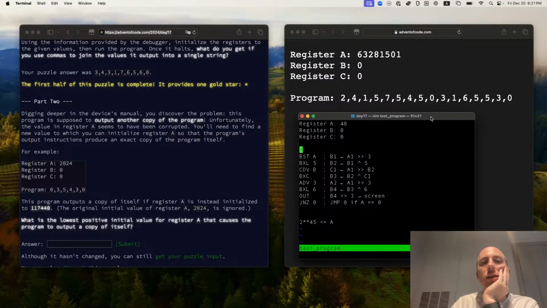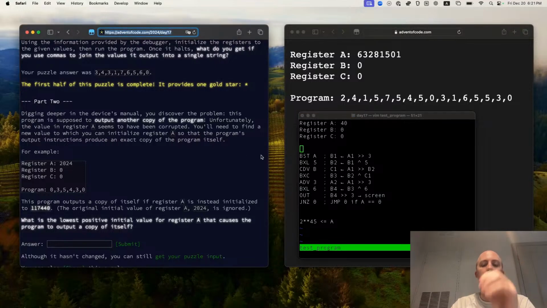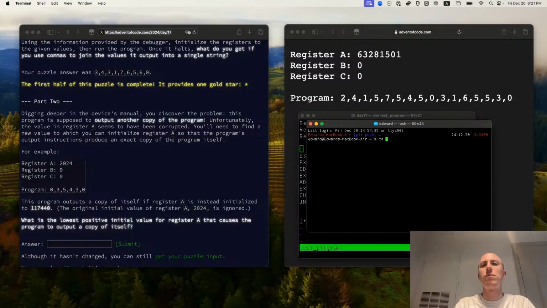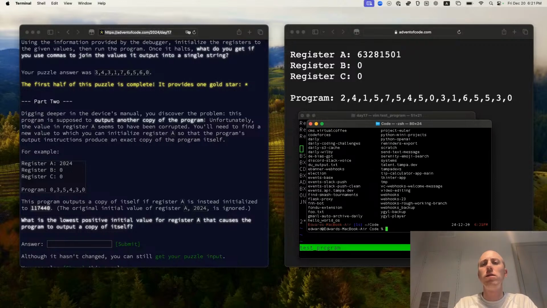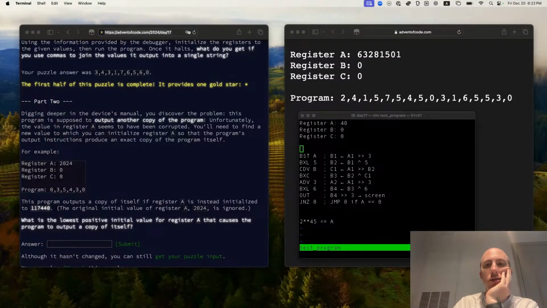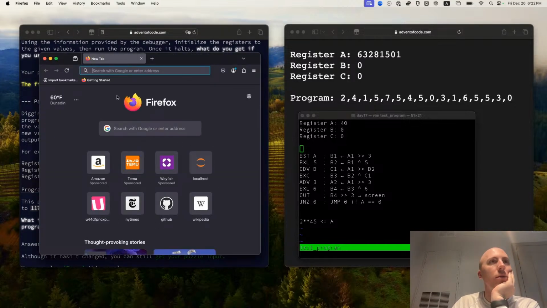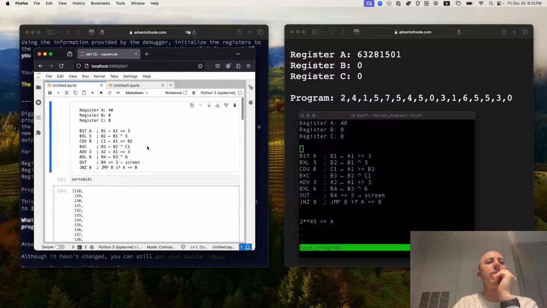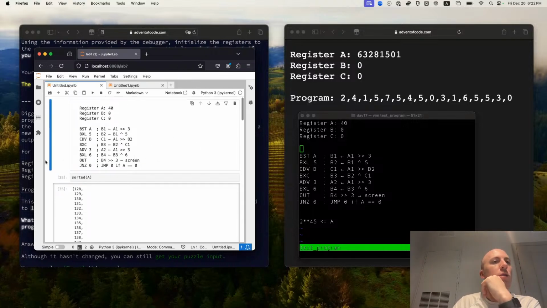But we're making some pretty steady progress through it, I feel. Did I do this in day 17? Yeah. Let's get this going. Always got to have Firefox for Jupyter Lab. Gotta have it. So where did we leave off?